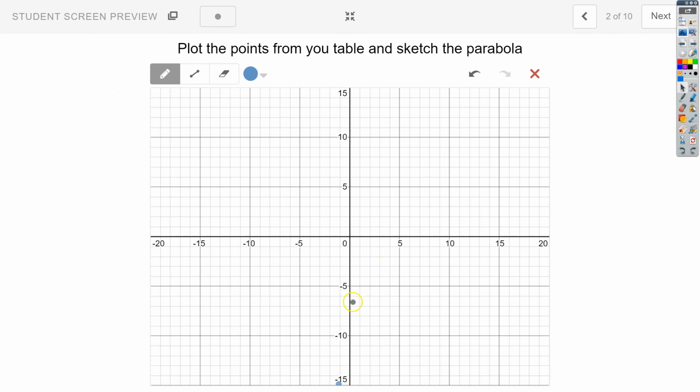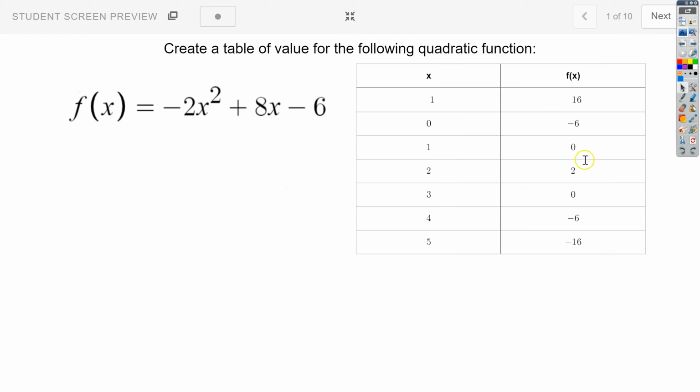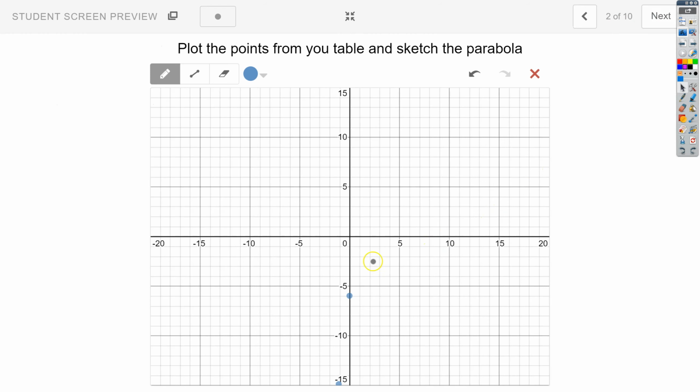Okay, so negative 6 should be right here. And then the next thing that we have is 1, 0. And then we had our vertex of 2, 2. And then we had 3, 0. And then we had 4, negative 6, and 5, negative 16. Okay, so great. All right, so it does have that U shape that we're looking for.